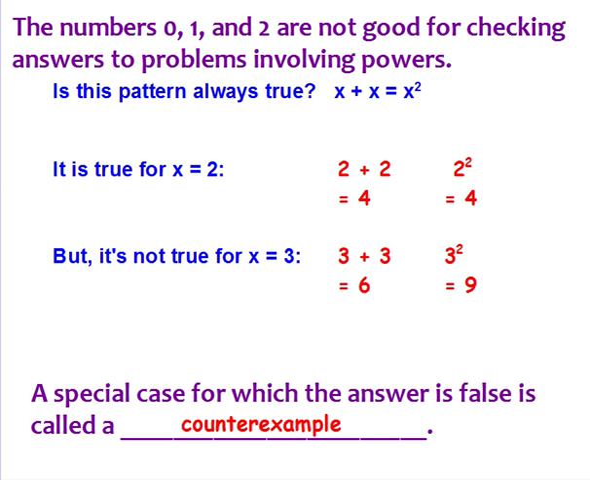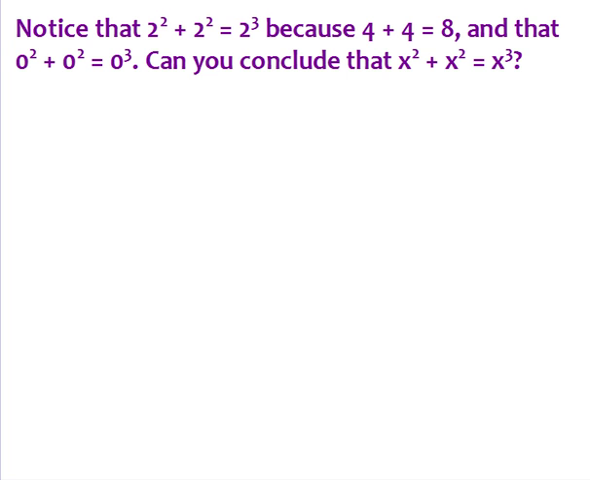A special case for which the answer is false is called a counterexample. So for this pattern, x plus x equals x squared, x equals 3 can be a counterexample for this problem. Let's try another one. Notice that 2 squared plus 2 squared equals 2 cubed because 4 plus 4 equals 8. And also 0 squared plus 0 squared equals 0 cubed. Can we conclude that x squared plus x squared always equals x cubed?